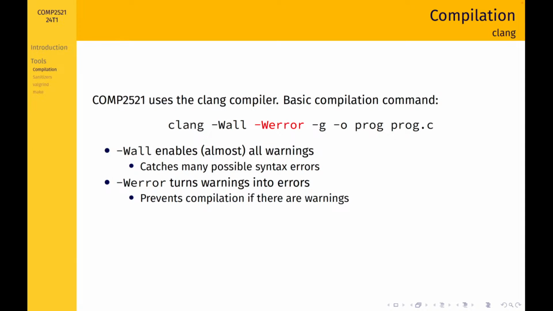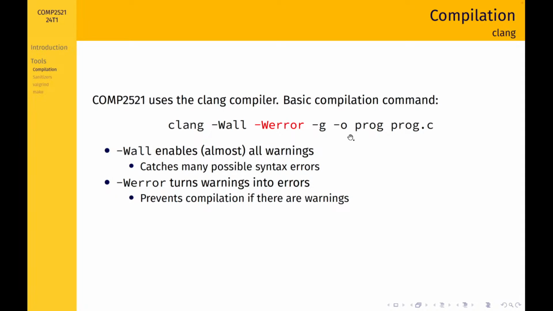-Werror turns warnings into errors. So if an error occurs, the compiler is not going to compile your code. But if you don't use -Werror, if there are warnings, then the compiler will compile your program. But the presence of a warning usually means that there is something wrong with your program. So we use -Werror to turn warnings into errors and to prevent your program from being compiled if there is a problem.